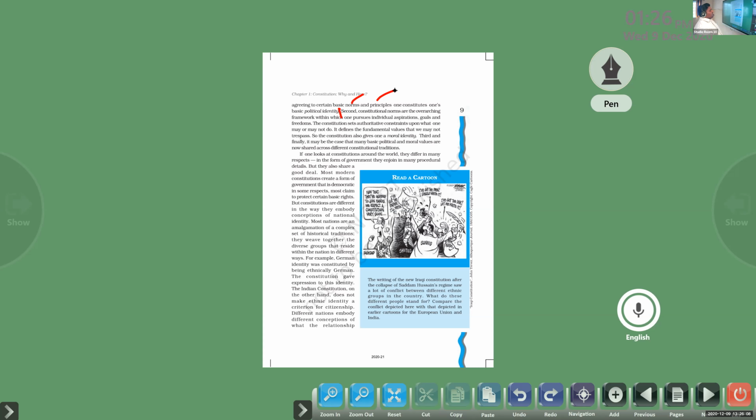Okay, that's it. For example, next one, it defines the fundamental values that we may not trespass. So the constitution gives meaning to the fundamental rights. It is applicable for everyone, and no individual should trespass the rights of another individual. Clear or not? For example, right to expression. I already told you, that's a fundamental right. What is that? Right to expression. We can express our freedom. That is our freedom. Right to expression comes under the right to freedom. We are able to express. Okay, so we can speak whatever we want.